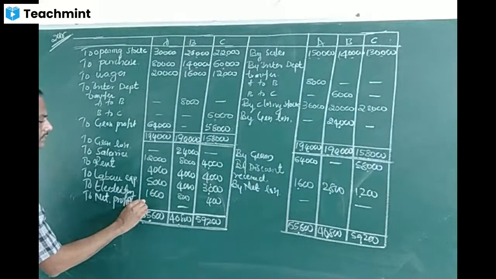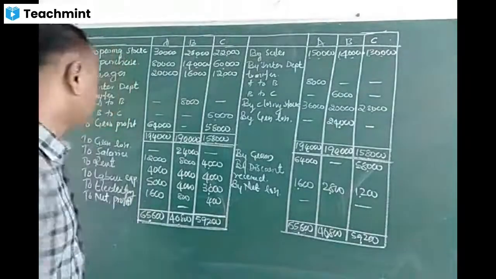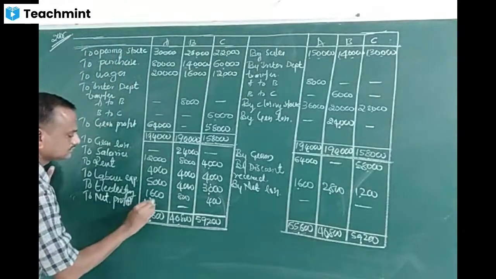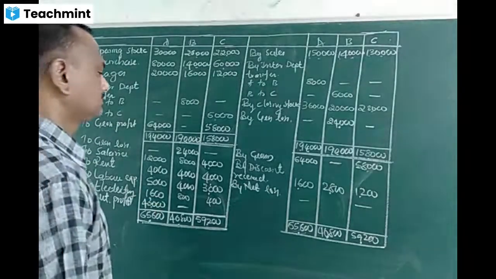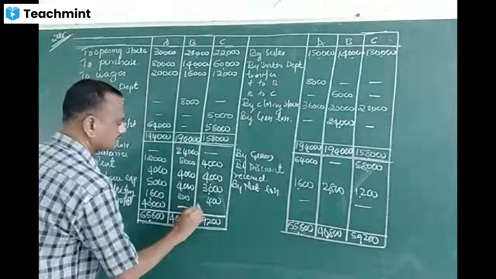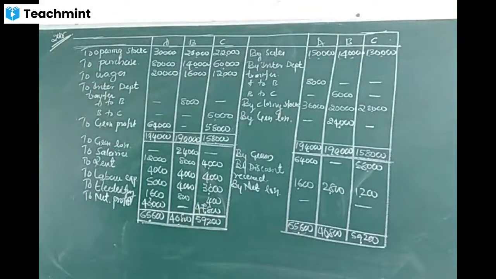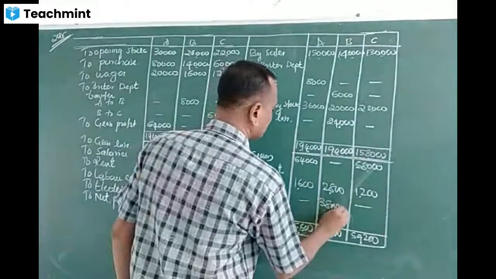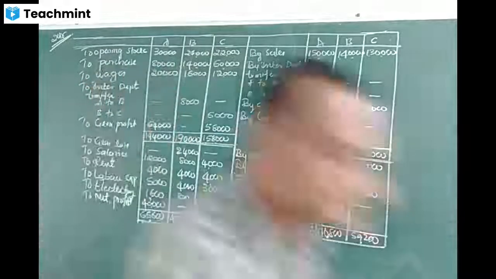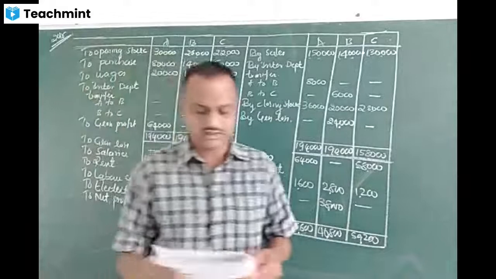The net profit of A is 43,000. And the net profit of C is 47,800. And net loss of B is 38,000, sir. After that, they will ask you two questions.